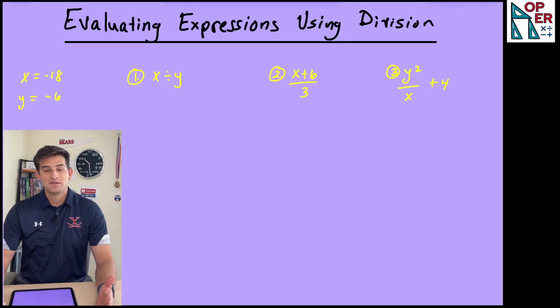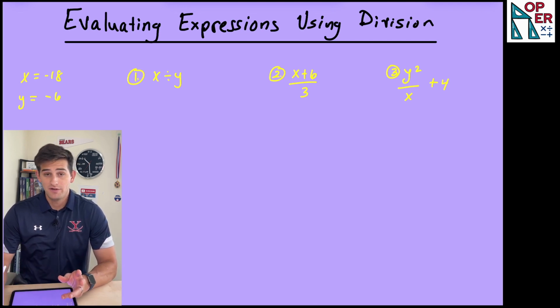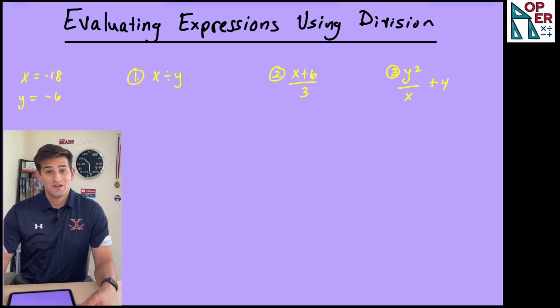All right, now that we know how to perform operations, addition, subtraction, multiplication, and division on integers, let's evaluate some expressions now using division. We have two variables, x and y, and we're going to say x is equal to negative 18 and y is equal to negative 6. And we're going to take those two numbers and substitute them in for the corresponding variables in the following three examples. So number one just says x divided by y.